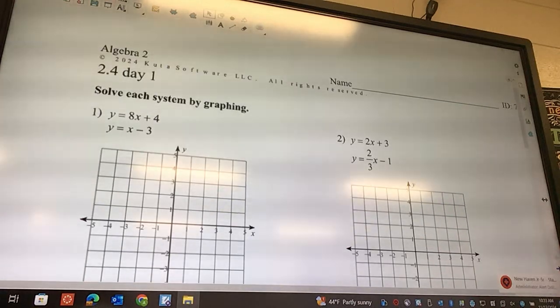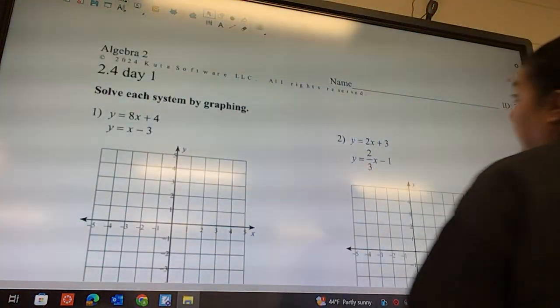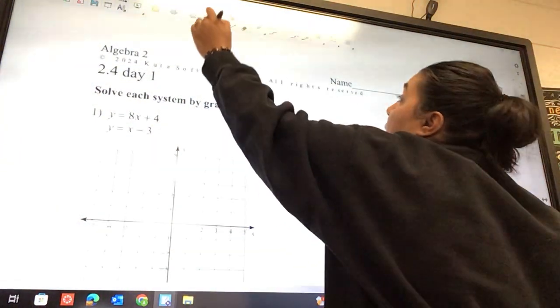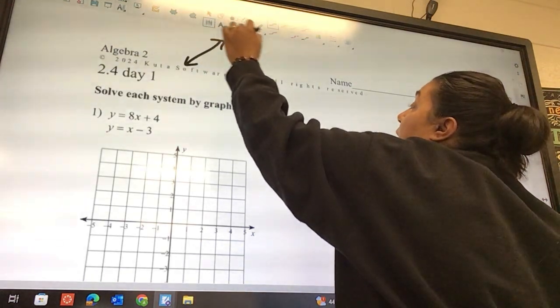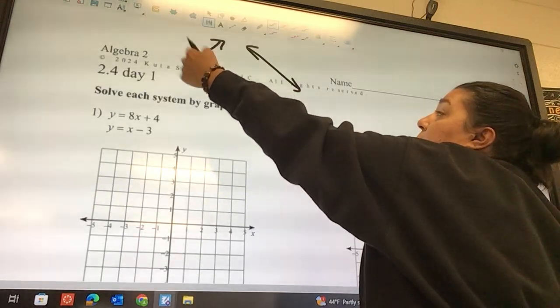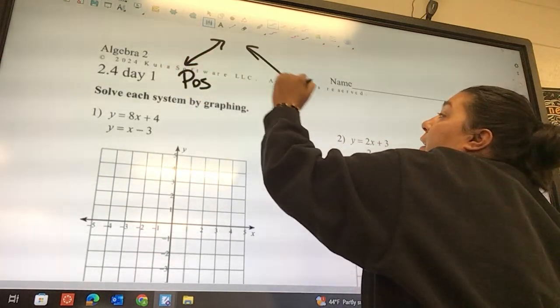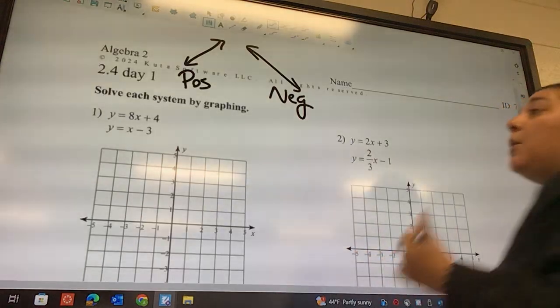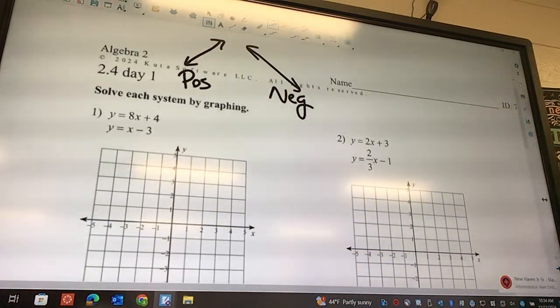Okay, so I'm going to go over some of the graphing rules. Maybe you guys remember, maybe you don't. But first of all, if we're looking at a graph, okay, is this one positive or negative? Negative. This one is a positive, okay? So, and this one is going to be a negative. Okay, so our slope dictates whether the graph is positive or negative.